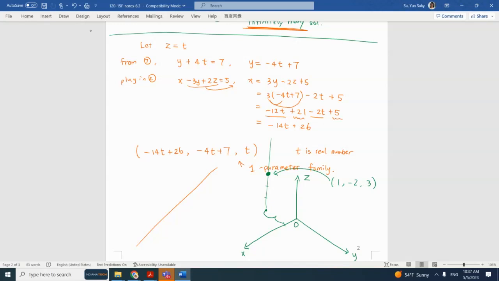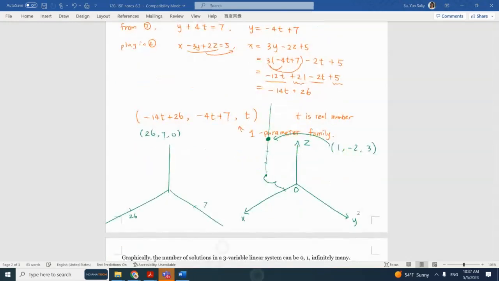For example, when you plug in t is 0, do you get 2670? Right, everybody? So if you want to draw it, let's say this is 26, let's say this is 7, and 0. So, which is right here. So this is on the xy plane. And then you plug in, how about t equals to 1?